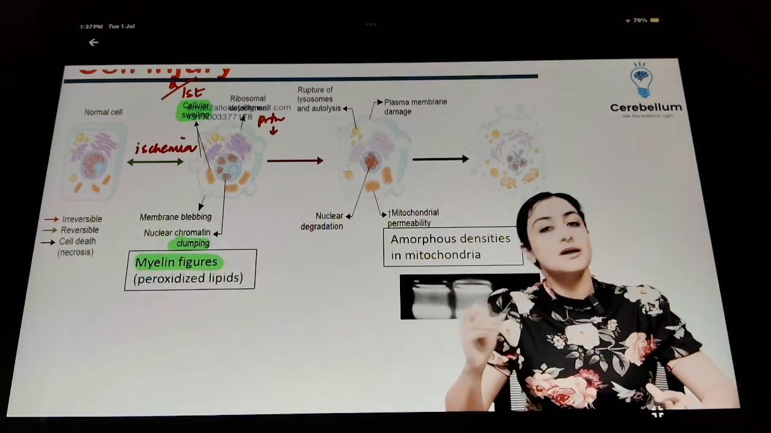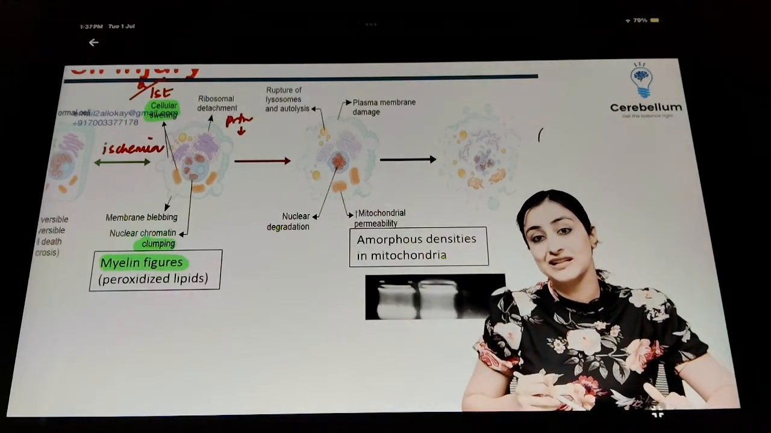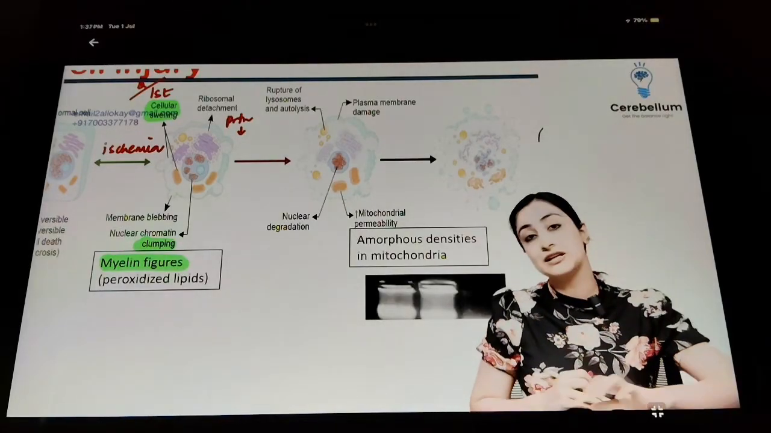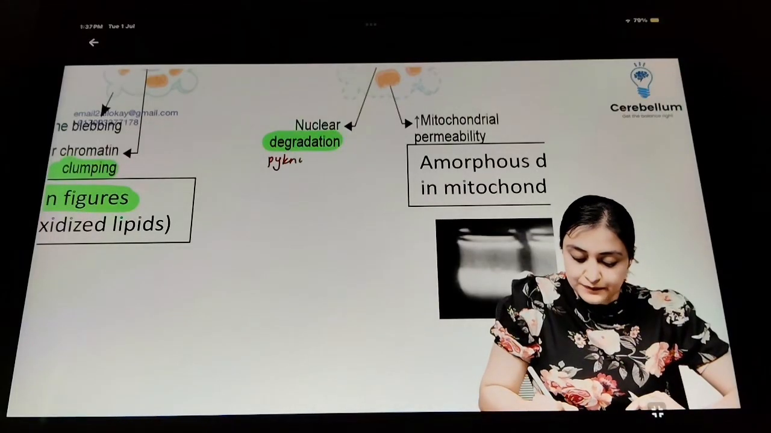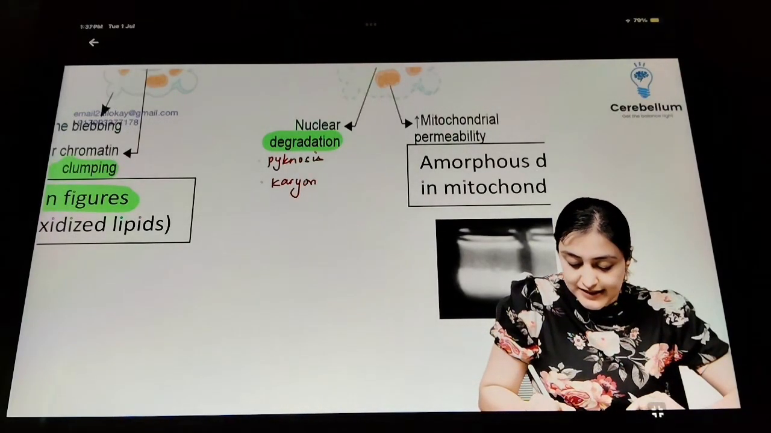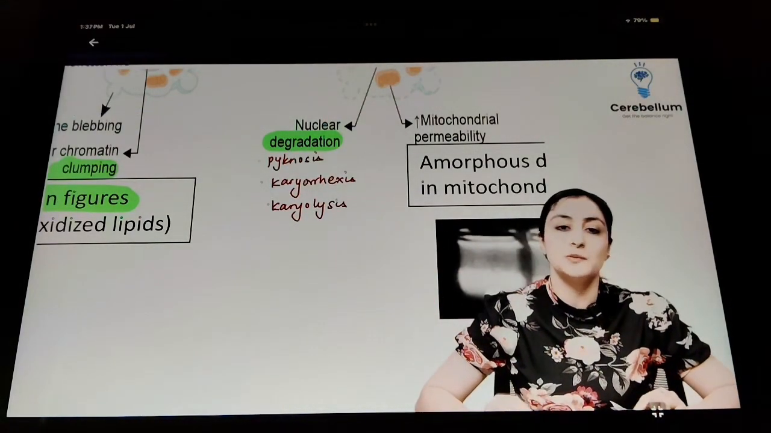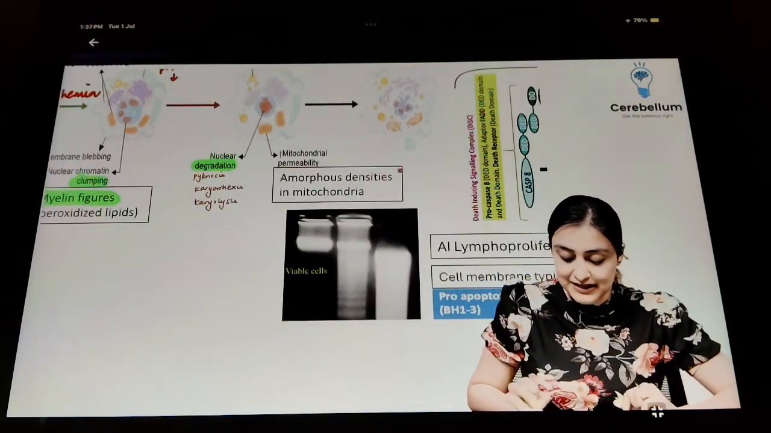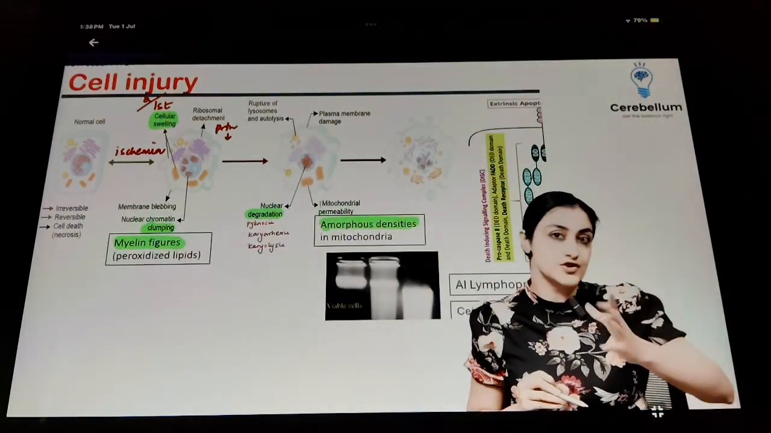If the insult continues, now it's going to become irreversible cell injury. So now you will have lysosomal rupture, you can have plasma membrane damage. Now the membrane gets damaged, and this is where the size of the cell will get altered. Nuclear degradation is very, very important. Now it's no longer clumping, it is getting degraded. And here there are three words you want to remember. First is pyknosis, then you have karyorrhexis, and then you have karyolysis. These are just fancy terms to essentially say that the nucleus, the chromatin material, is now breaking into pieces, and that is what we are going to be seeing. So pyknosis, karyorrhexis, karyolysis is what happens in irreversible cell injury. You have increased mitochondrial permeability, and there could be amorphous densities within the mitochondria. So amorphous densities is our buzzword here. So this is about reversible versus irreversible cell injury.